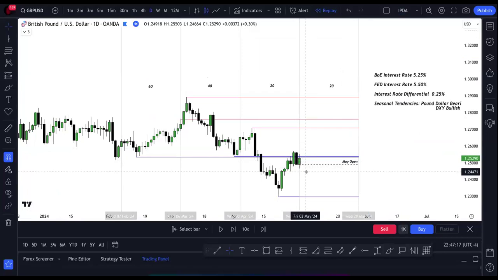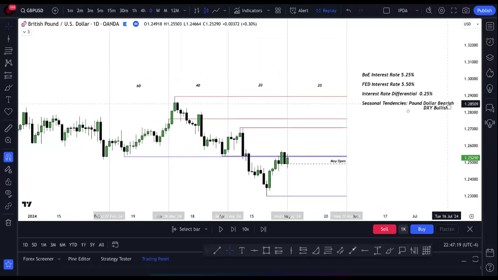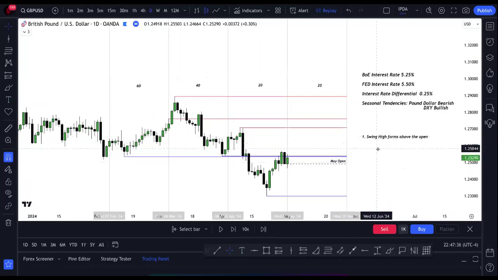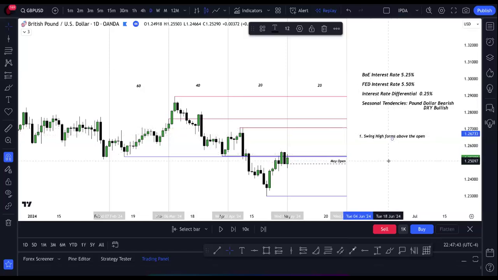If I'm going to go short, and if this is going to come to fruition, bearish pound dollar, I need certain things to happen. One thing I need to happen is, number one, a swing high forms above the open. This is one characteristic of a bearish month. Look at any bearish month, you cannot say this is not one characteristic. This is absolutely one characteristic.